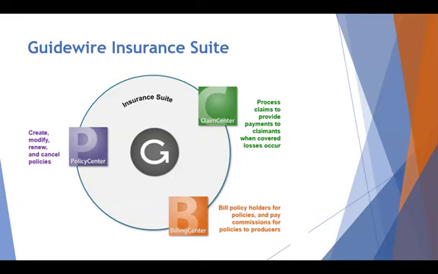Majorly, there are three different products Guidewire is offering. One is Policy Center, Claim Center, and Billing Center. The purpose of Policy Center is to create and maintain the policies, whereas Claim Center is to process the claims, and Billing Center is to maintain the invoices related to the policies. That's at a very high level.